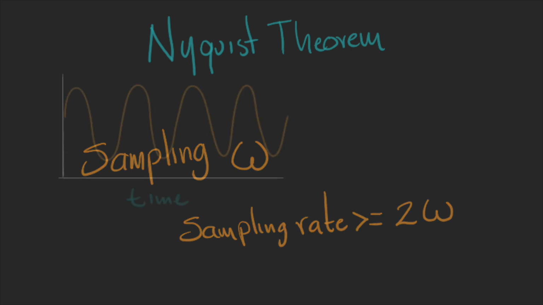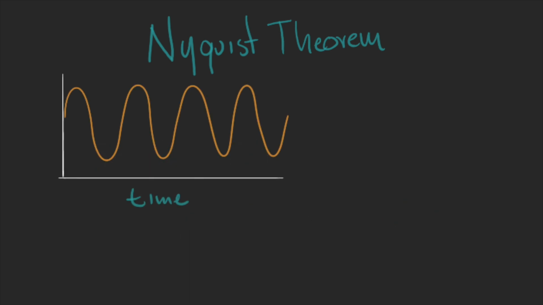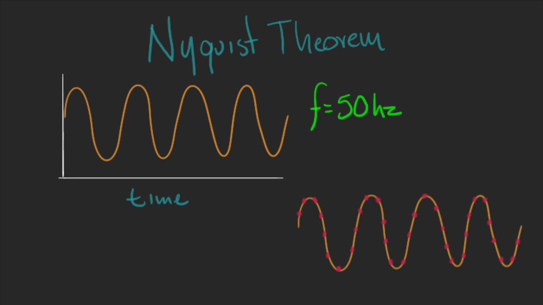Imagine that we want to sample this signal. The frequency of this signal is 50 Hz. When we sample any signal, we will always have some information lost, because sampling is a compression procedure. For example, we can take samples of the signal and then we can store those values instead of the whole signal. Then, if we want to recover the original signal, we can take those points and reconstruct the signal.